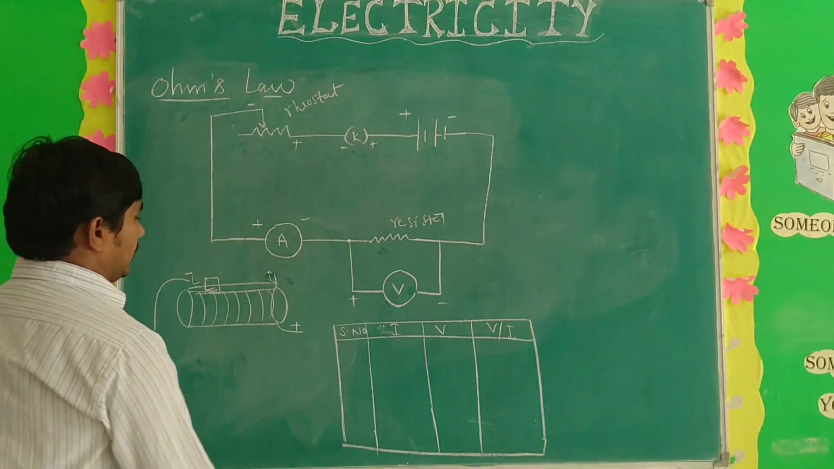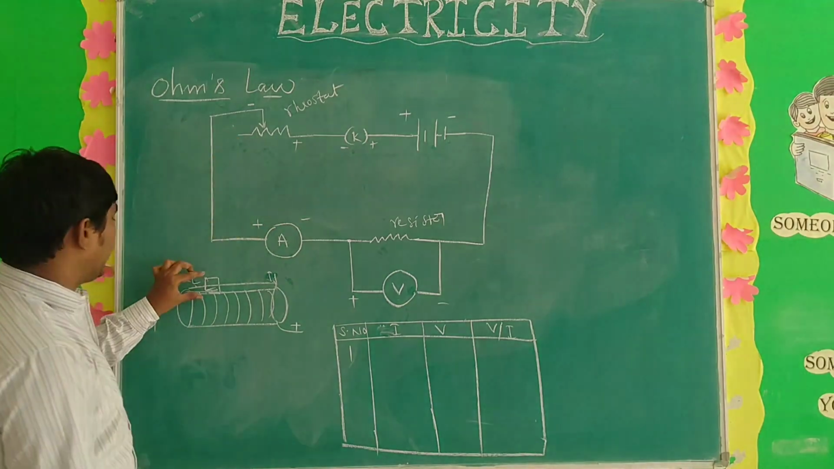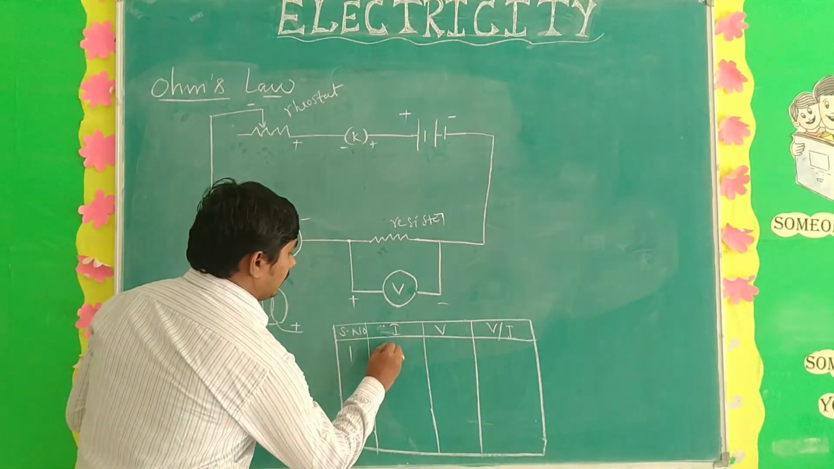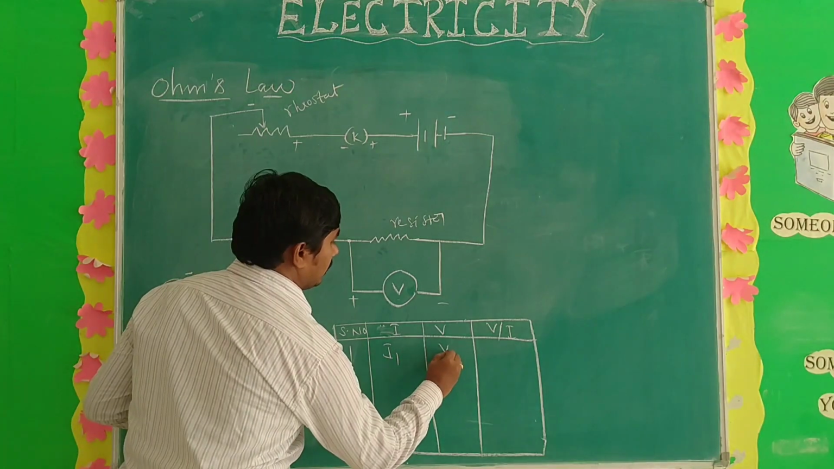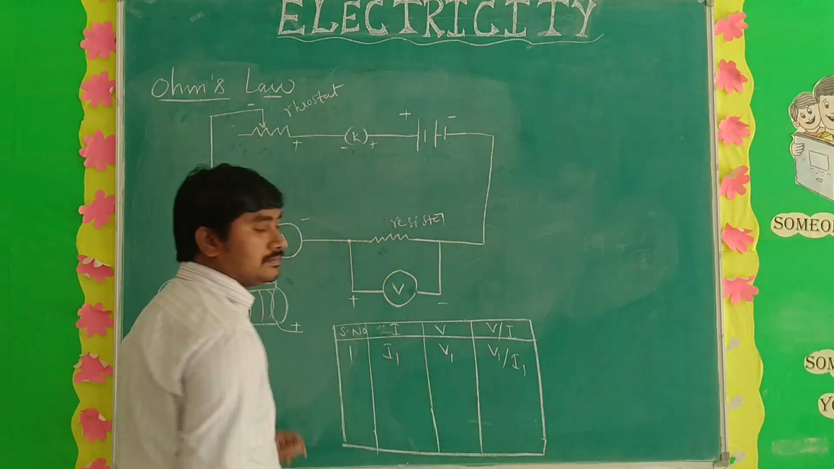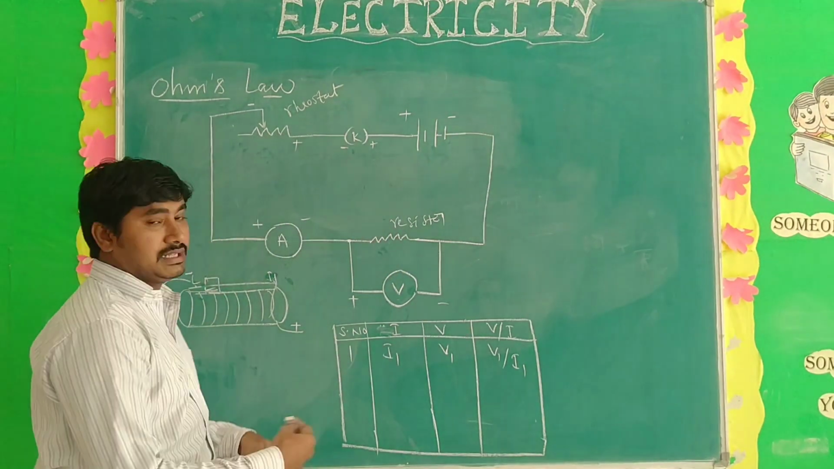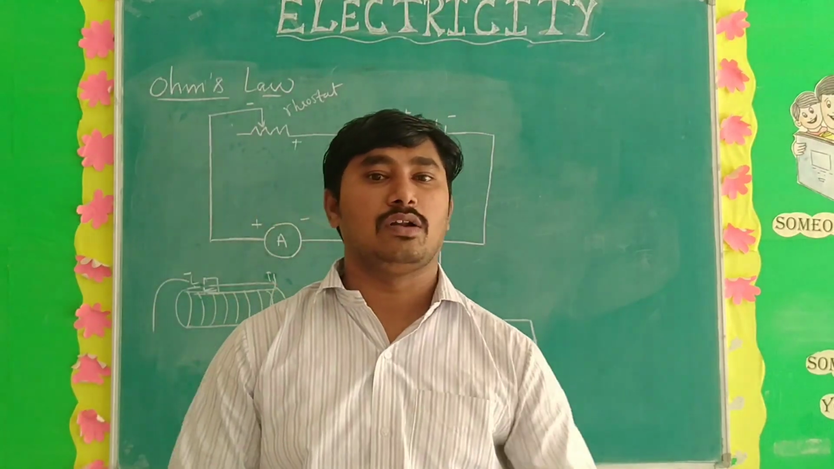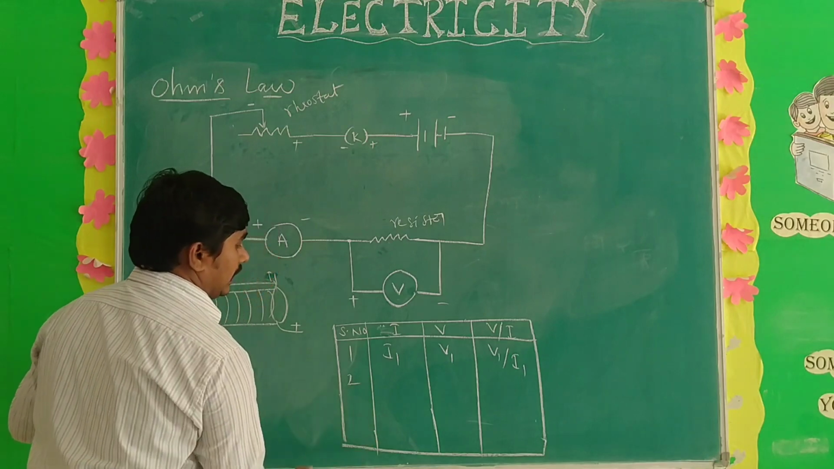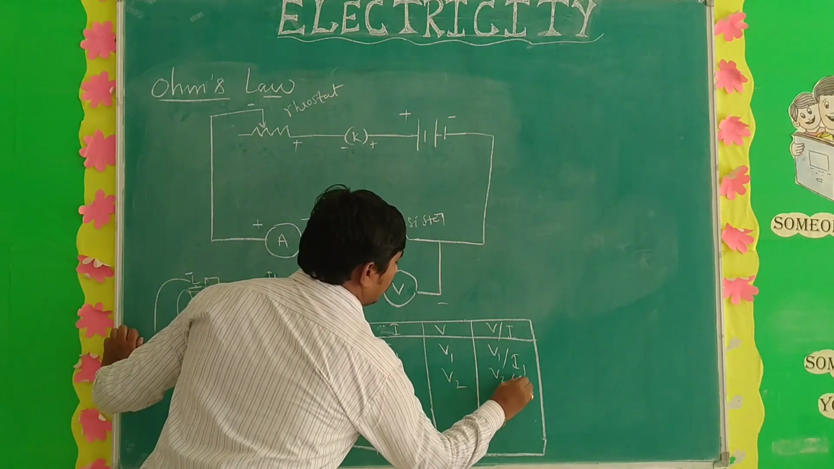So first you take the first one, serial number 1. At a particular position of the rheostat, check the ammeter and voltmeter values. The current I1 and voltmeter value V1, and here write V1 by I1. Next, change the rheostat value. When you change the resistance, what happens automatically? Both the ammeter value and the voltmeter value change. That's why again you have to check the second case, I2, V2, and here V2 by I2.